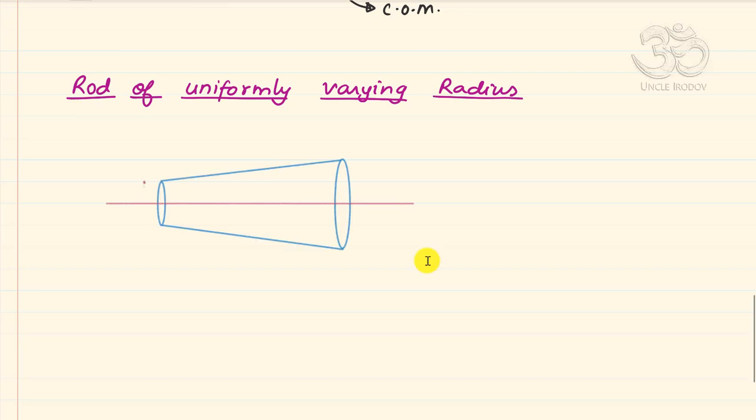And the radius on the left hand side is perhaps a, small a. The radius on the right hand side is small b. Small b is greater than small a. The length of this rod between the two extremes, the left extreme and the right extreme, is L. So the distance from here to there is L. And we need to find out the center of mass of this rod under the conditions that its density is uniform. So it's made up of the same material, it's a homogeneous rod, but its thickness keeps on changing.